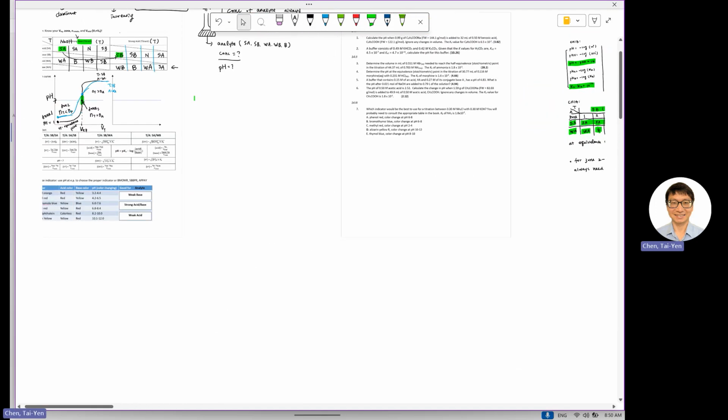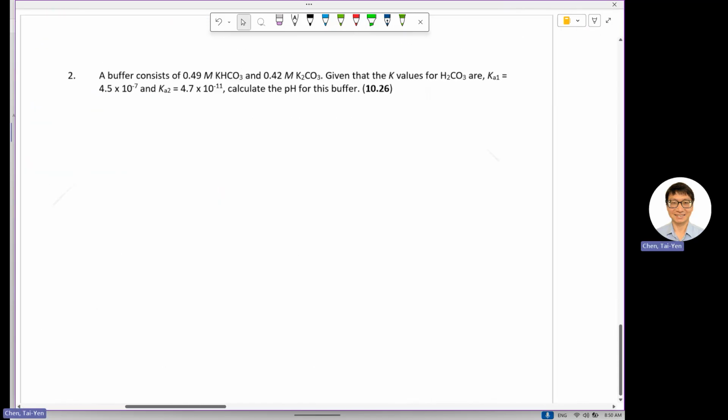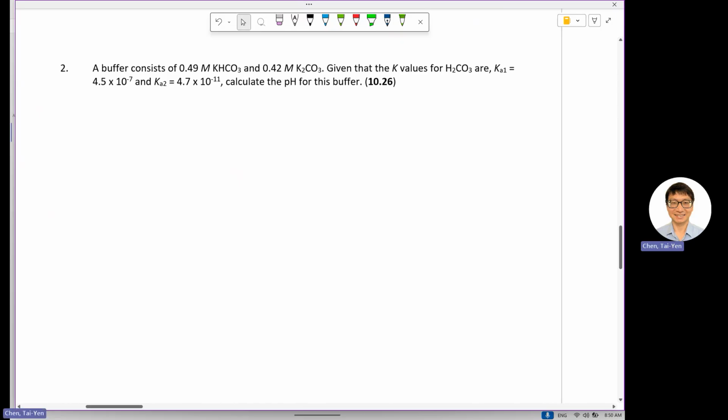All right, in the previous lectures I should have finished this one, but I failed to. So we talked about buffers, and we have to make sure we know what Ka to use. If we read this question, it says a buffer consists of 0.45 M KHCO3 and 0.42 M K2CO3. Given the Ka values for H2CO3, Ka1 equals a number and Ka2 equals another, calculate the pH of the buffer.